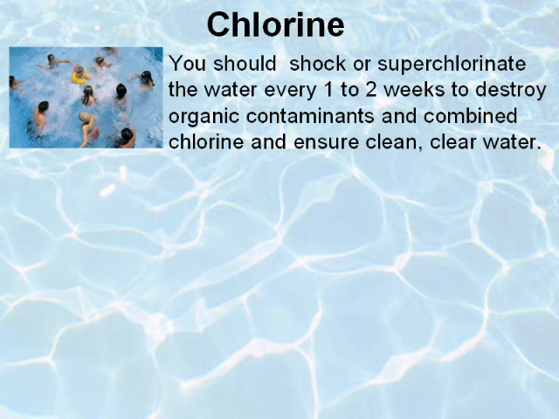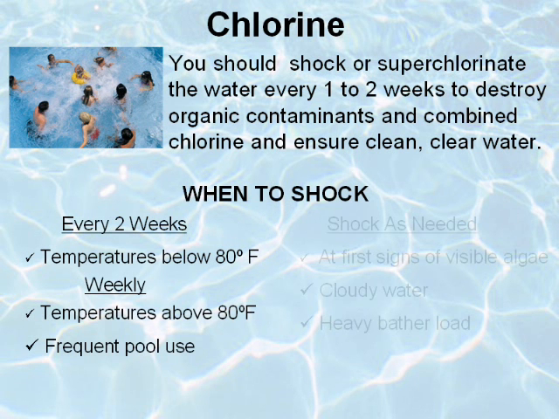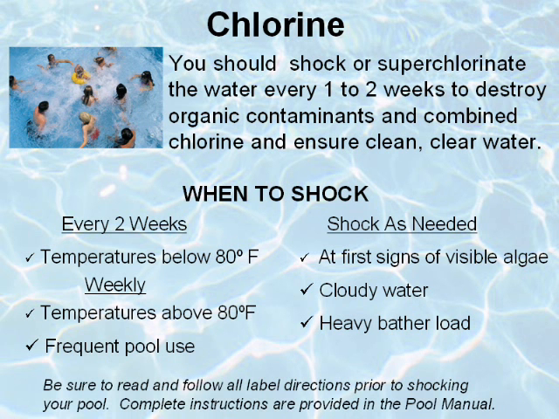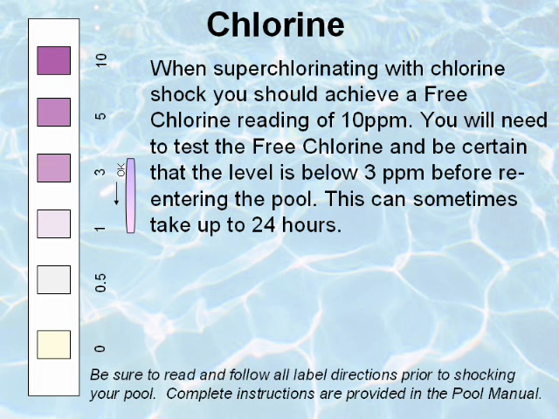You should shock or superchlorinate the water every 1 to 2 weeks to destroy organic contaminants and combined chlorine, ensuring clean, clear water. When superchlorinating with chlorine shocks, you should achieve a free chlorine reading of 10 parts per million. You will need to test the free chlorine and be certain that the level is below 3 parts per million before re-entering the pool. This can sometimes take up to 24 hours.